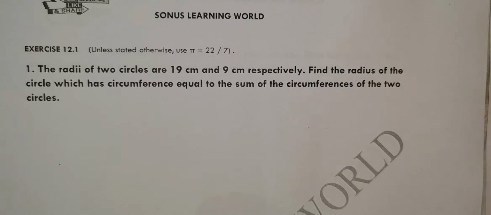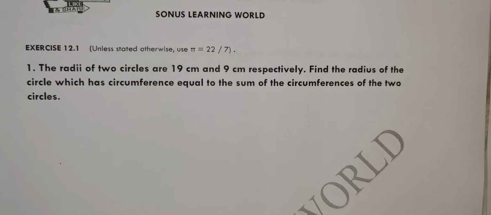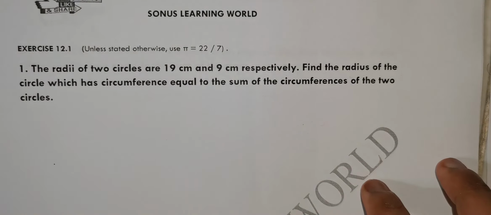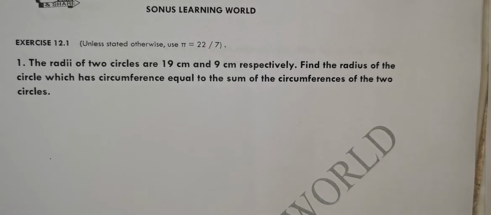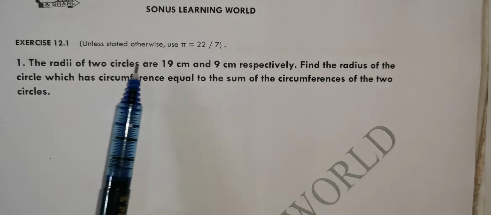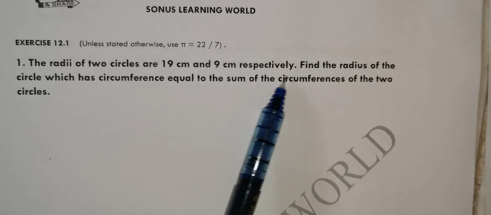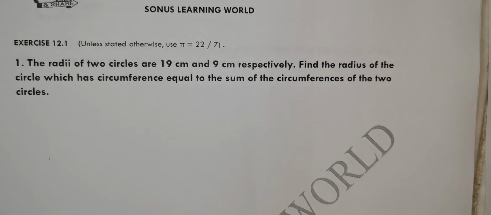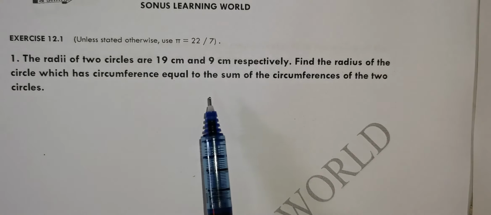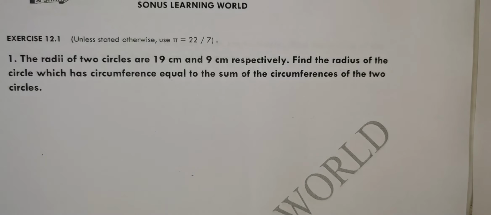Today we are discussing the chapter Areas Related to Circles of class 10, and this is the 12th chapter. So let us read the first question in exercise 12.1. The radii of two circles are 19 centimeter and 9 centimeter respectively. Find the radius of the circle which has circumference equal to the sum of the circumferences of the two circles.